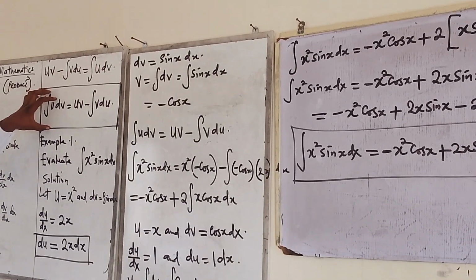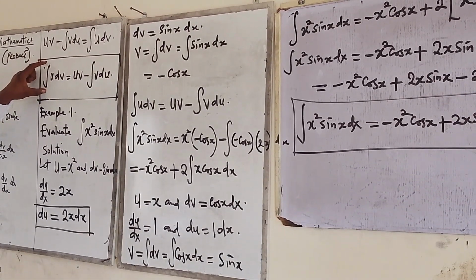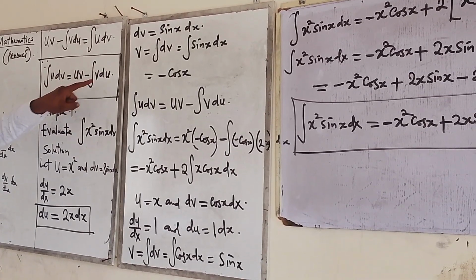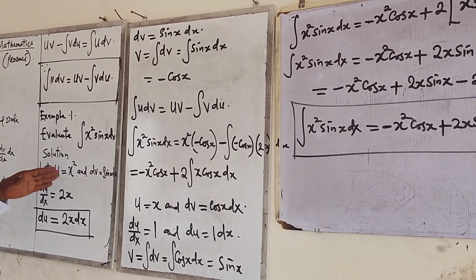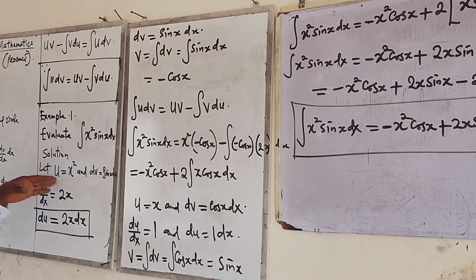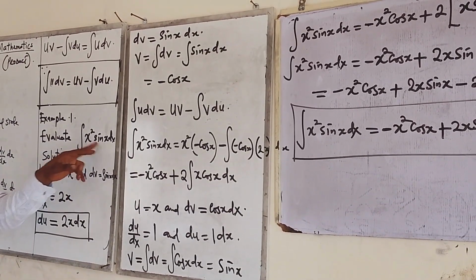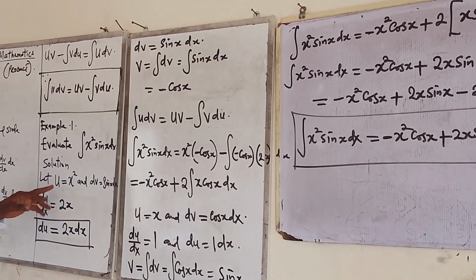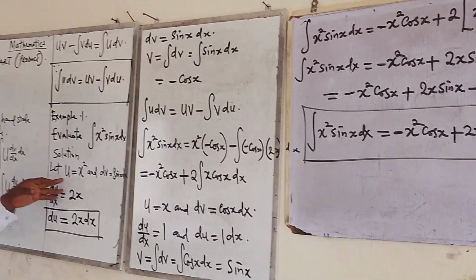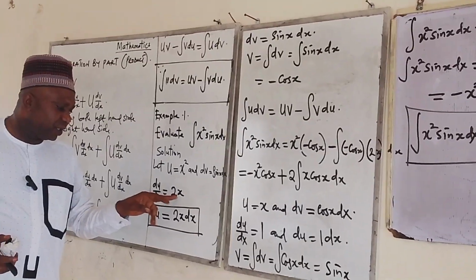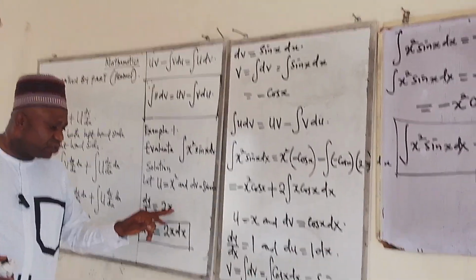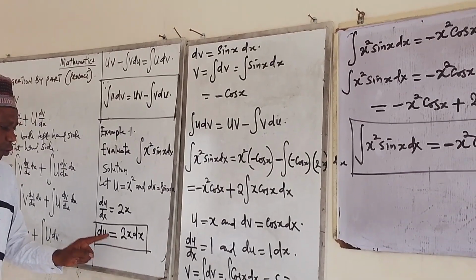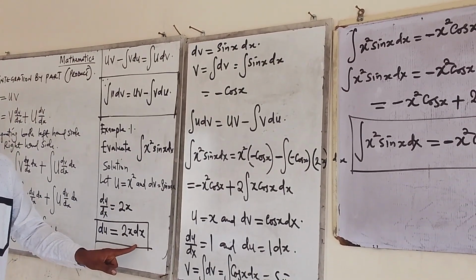Now, using this integration by parts, we said when you integrate u dv, it gives uv minus the integral of v du. So here we are saying let u be equal to x squared and dv be equal to sine x dx. Now, when you differentiate x squared, du over dx will give you 2x. Cross multiplying, because 2x is the same as 2x over 1, du will be equal to 2x dx.